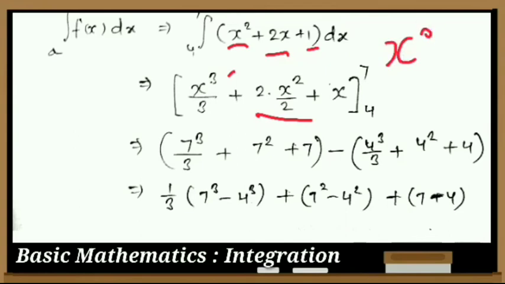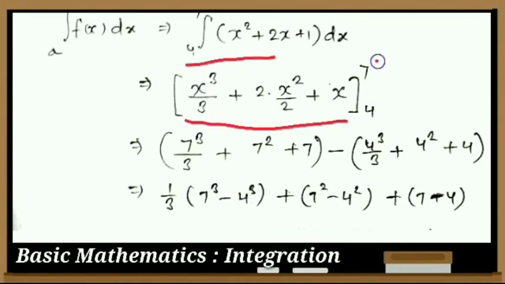Let's see here. For 1 we can write x raised to the power 0. When we integrate x raised to the power 0, then we write x raised to the power 0 plus 1, upon 0 plus 1. Then the integration of 1 is going to be x. And we put both the limits 4 and 7. Now again simplify this and put 7 in the place of x, then minus, and put 4 in the place of x. Now solve it and you will get the answer.